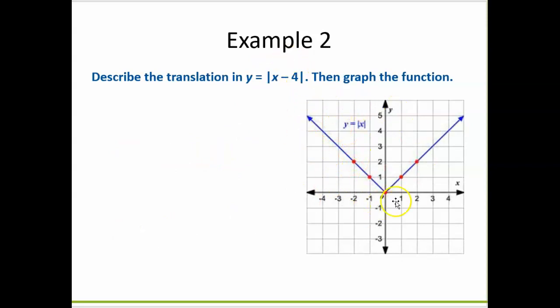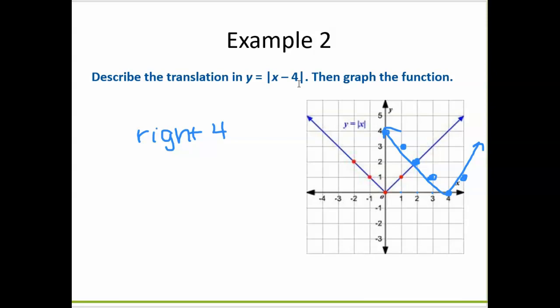Once again, here is the parent function. So absolute value of x minus 4. That negative 4 is inside, so that is going to move your graph right 4 units. So those red dots are going to go to the right 4. And there's my absolute value graph shifted right from its parent function.